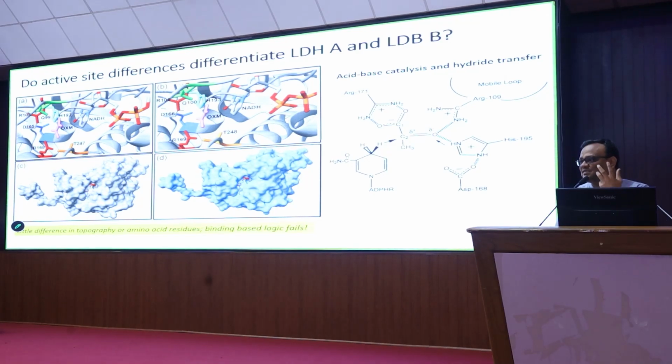Now, how does this differential recognition of lactate by heart LDH and pyruvate by liver LDH occur? There is no sense of that. There is no logic for that differentiation to happen. So the difference in topography or amino acid residues fails because the binding logic fails.